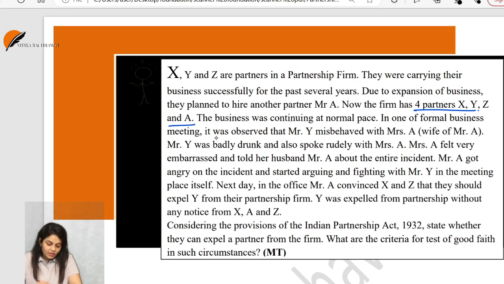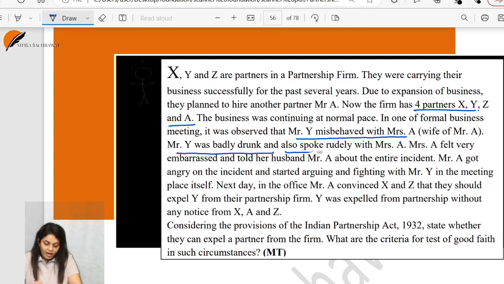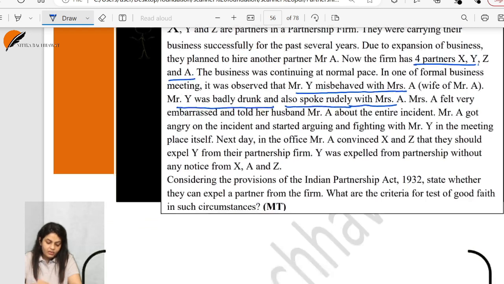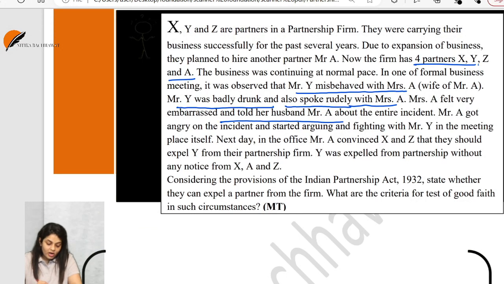In one of the formal business meetings, it was observed that Mr. Y misbehaved with Mrs. A. Mr. Y was badly drunk and also spoke rudely with Mrs. A. Mrs. A felt very embarrassed and told her husband, Mr. A, about the entire incident. Mr. A got angry and started arguing and fighting with Mr. Y at the meeting place itself.